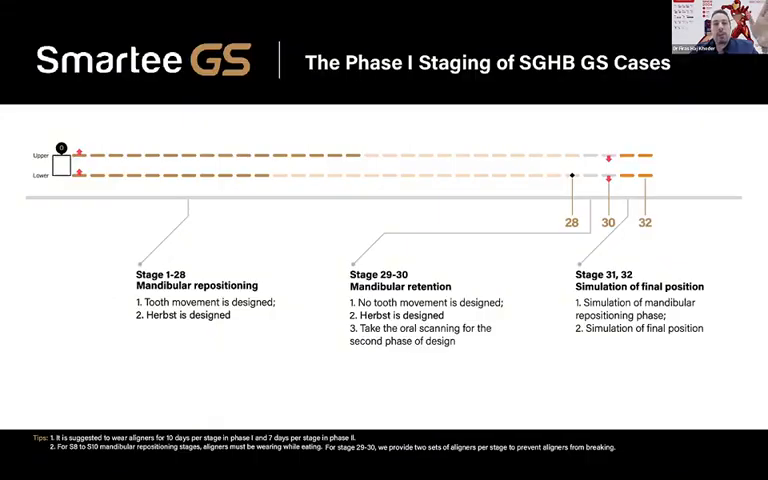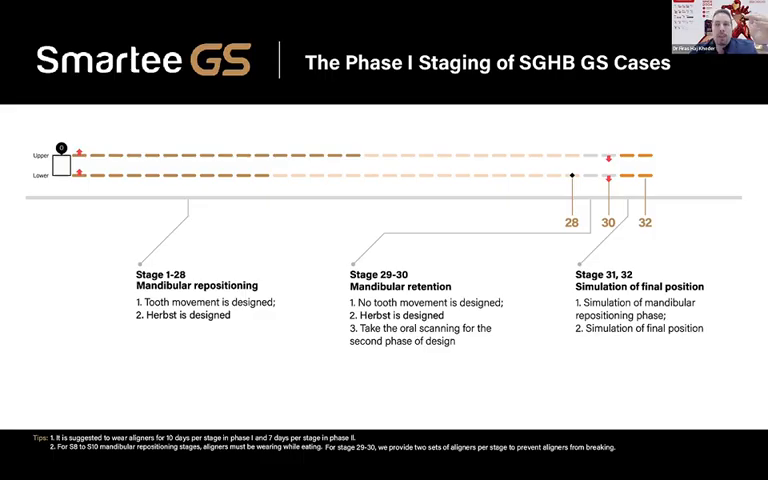This is for the HP, which is a little bit different. We have stages 1 to 28, which is the mandibular positioning directly. We have the tooth movement designed and the Herbst is designed. Stages 28, 29 to 30 are the mandibular retention, so no tooth movement is designed, but the Herbst is designed. We take the oral scanning to start phase 2. And stages 31 and 32 are for the simulation.